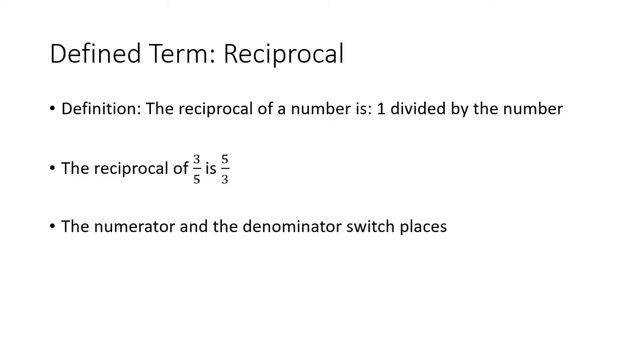A defined term for this week's module is reciprocal. The reciprocal of a number is 1 divided by the number. Looking at fractions specifically, the reciprocal of 3/5 is 5/3. In this case, the numerator and denominator just switch places. And you can kind of think of it as flipping the fraction upside down.